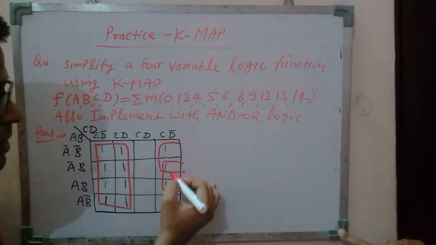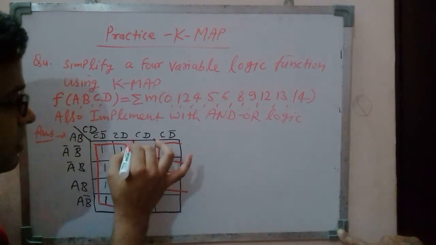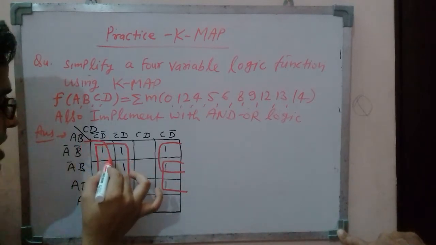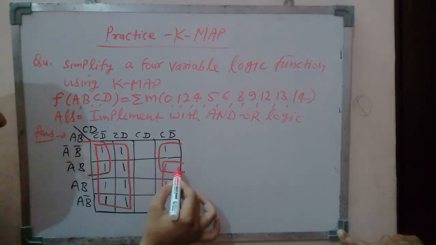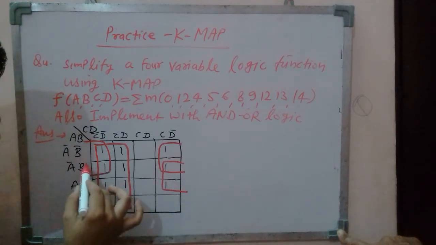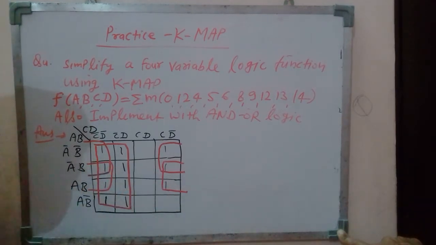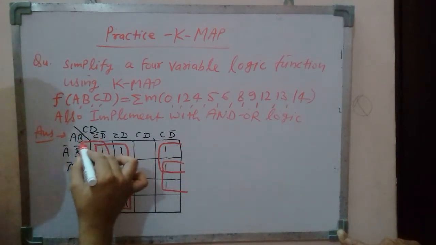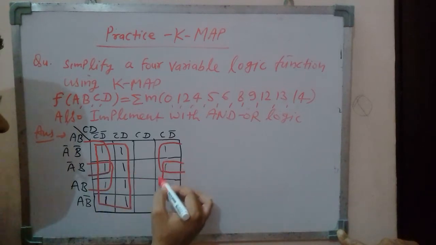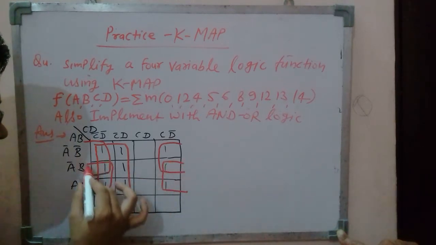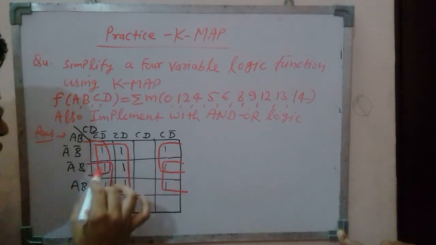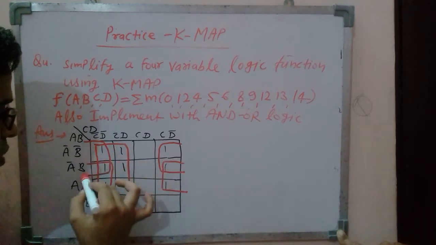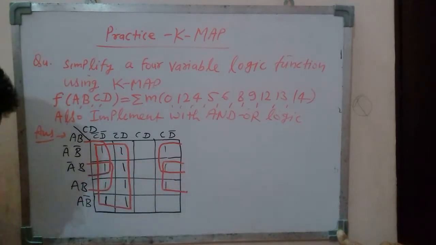Now tell me, will it be a pair or will it be a quad? See here, when you fold this K-map from in between, these 2 ones will overlap on these 2 ones, and these 2 ones will overlap on these 2 ones. Am I right or not? So that means this and this form one quad, that means a group of 4 ones. Similarly, these 2 ones overlap with these 2 ones, so this is another quad, right? So finally you will get one octet and 2 quads. One quad is this, another quad is this.